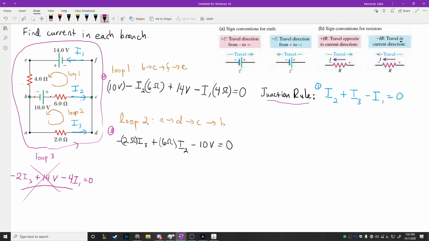We're not going to use this equation. It's not like it's wrong. We could use loop 3 and 2, or we could use 1 and 3, or we can use 1 and 2. All right, we need to take a break.